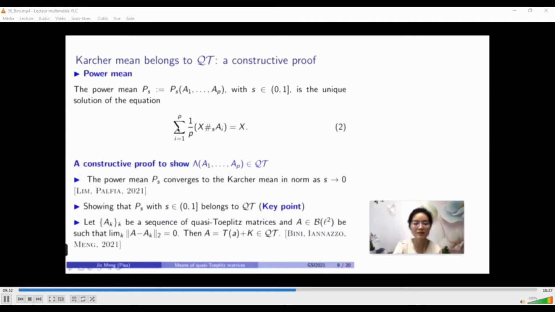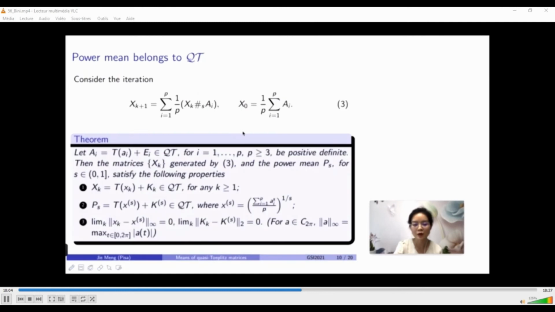We know the power mean is the unique solution of this equation. So using this equation, we can construct an iteration. For example, here it is xk, then we get xk plus 1. So if this iteration has a fixed point, then the fixed point is the power mean. And we found that for the sequences generated by this iteration, the matrix xk at each step is in the QT class. And we proved that the power mean is in the QT class.